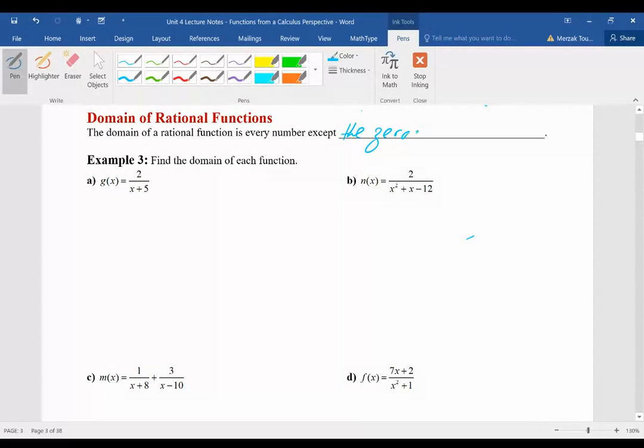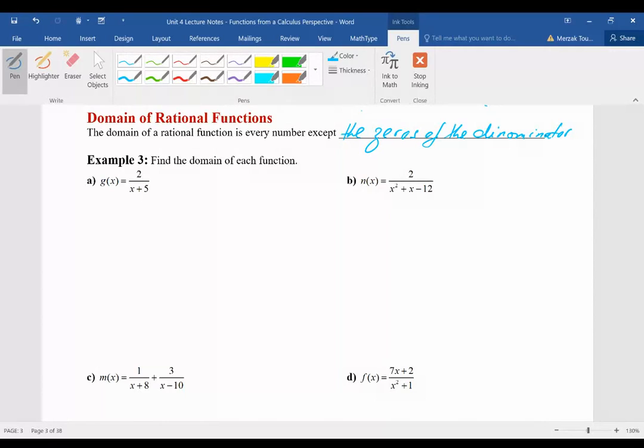So it means the domain of a rational function is every number except the zeros of the denominator. And what I mean by the zeros of the denominator is the x values that make the denominator equal 0. That's what it means by the zeros of the denominator.